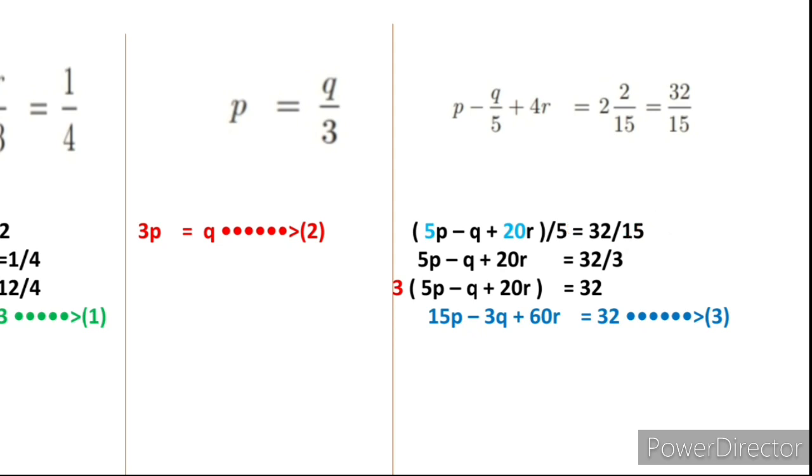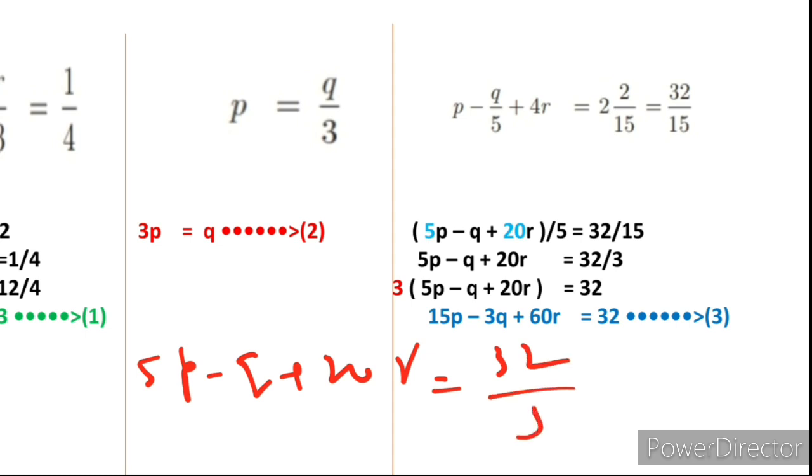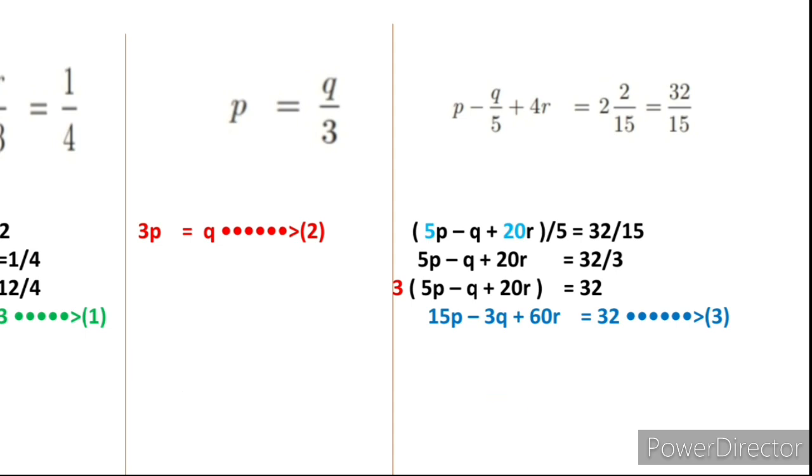So what is remaining here? 5p minus q plus 20r is equal to 32 by 3. So cross multiplying this, 5p minus q plus 20r is equal to 32 by 3. Now we have to cross multiply this. If you cross multiply this, what do you get?